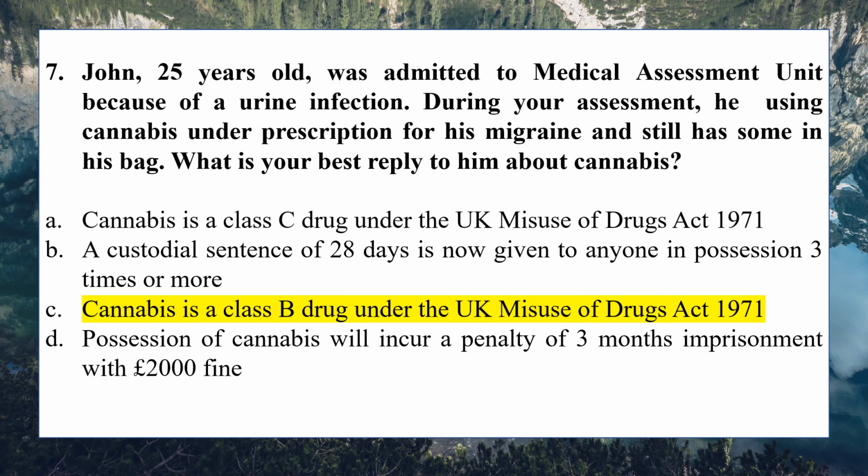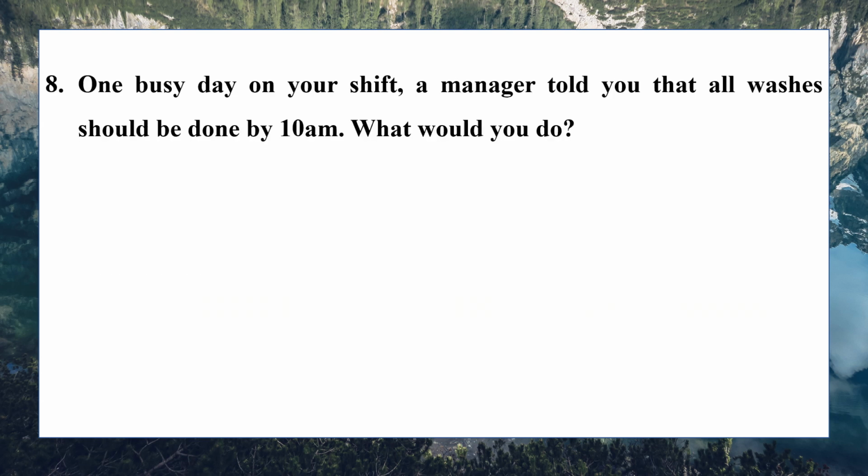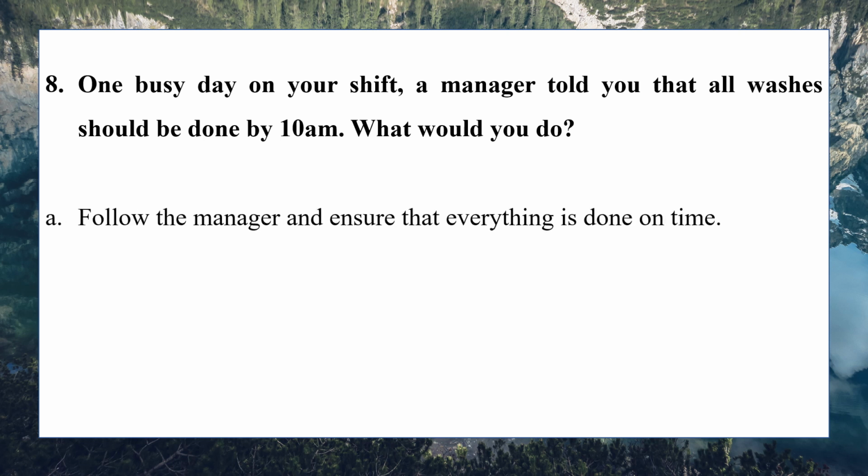Correct answer is C. Cannabis is a Class B drug under the UK Misuse of Drugs Act 1971. One busy day on your shift, a manager told you that all washes should be done by 10 a.m. What would you do? Option A. Follow the manager and ensure that everything is done on time.